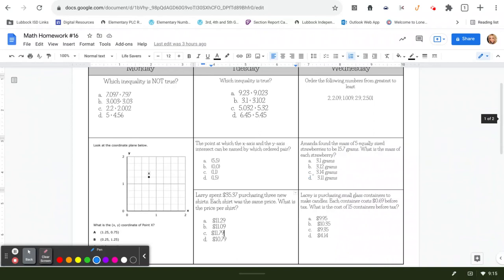Okay. Lucy is purchasing small glass containers to make candles. Each container costs 69 cents before tax. What is the cost of 15 containers before tax? They like to throw in this tax word because it confuses kids. It makes you think you have to add something later on. Get rid of that. It's distractor information. Each container costs 69 cents. What is the cost of 15 containers?